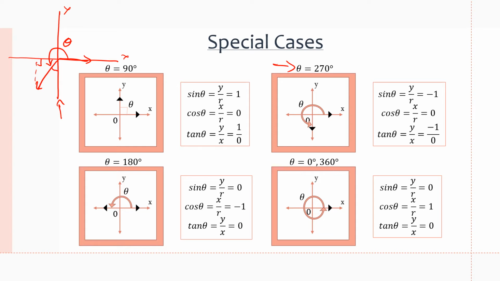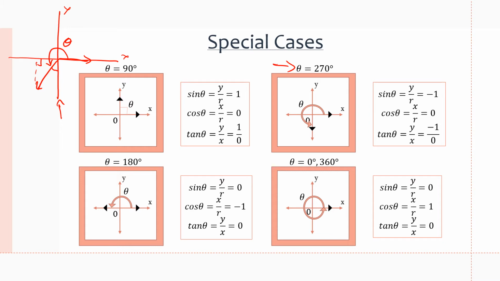So our y value, since we're going down in the negative y direction, is going to be -1, our r is still going to be 1, and our x is going to be 0, because we squished this length all the way to the right to 0. So sine of theta, we have y over r, so -1 over 1 is going to give us -1. Cos theta equals x over r, 0 over 1 is going to give us 0. And then tan theta, we have y over x, and y we know is -1. X is 0, so we're going to get -1 over 0, which is undefined. So tan of 270 is going to be undefined.